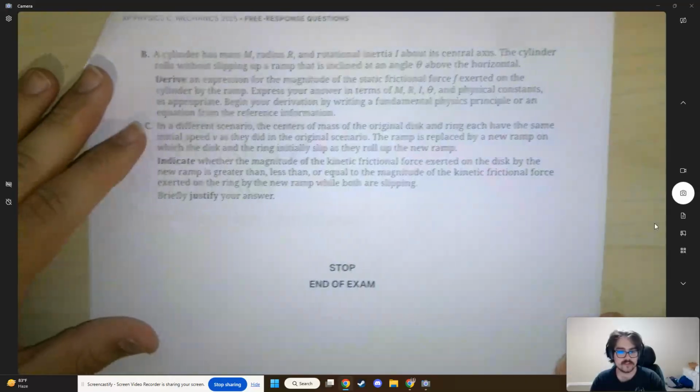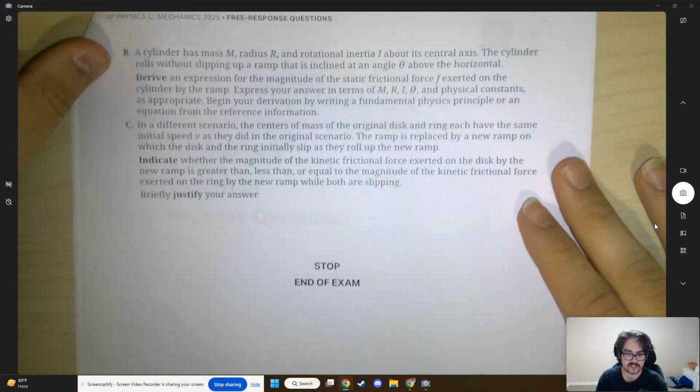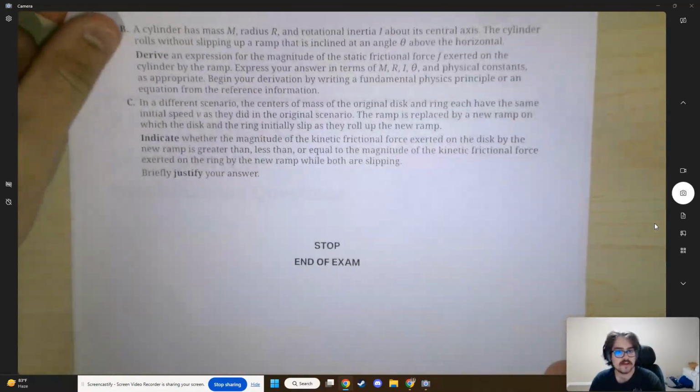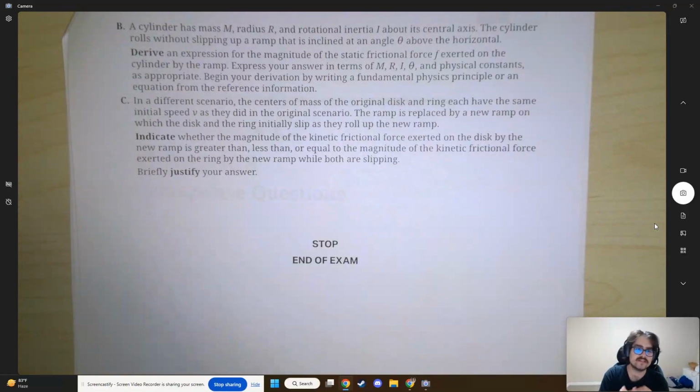Part B asks you to do a little bit of derivation, and I'll do it down here at the bottom. It asks us to find, if you've got a cylinder with mass m, radius r, rotational inertia I about its central axis, and the cylinder rolls up without slipping, inclined at an angle theta above the horizontal, derive an expression for the static frictional force F exerted on the cylinder by the ramp. Express your answer in terms of m, r, I, and theta and physical constants as appropriate.